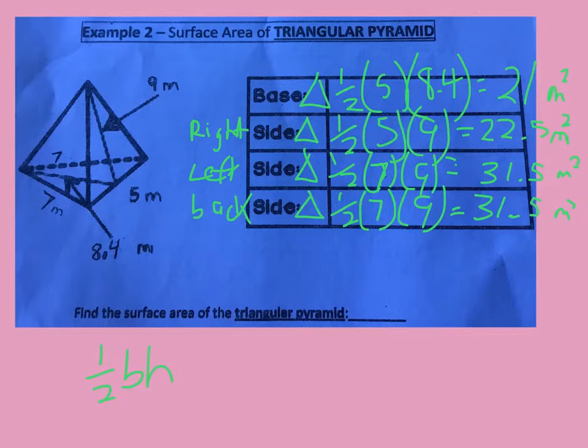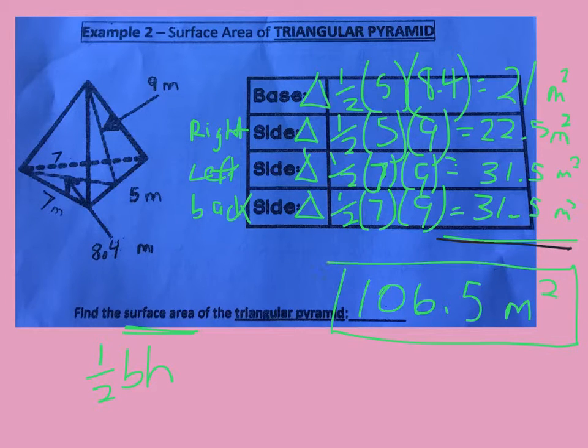So let's add up all our areas of the base and the 3 triangle faces that come up to the point. So 21 plus 22.5 plus 31.5 plus 31.5 would be our total surface area, which is, all right, hopefully you got 106.5 meters squared for the surface area of this triangular pyramid.